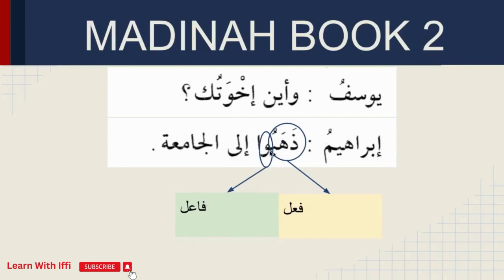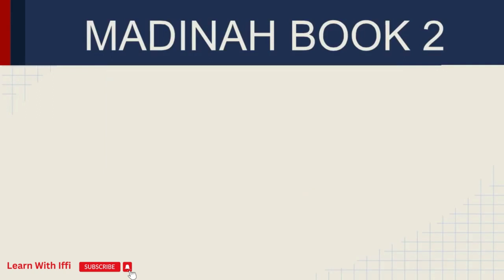So if we have to say zahabat ummi, or zahaba abi, in the plural form we have to use zahaba ikhwati. My brothers went. So that is how we can say, but you can't say zahabu ikhwati. That will be wrong. So my brother went to the university.